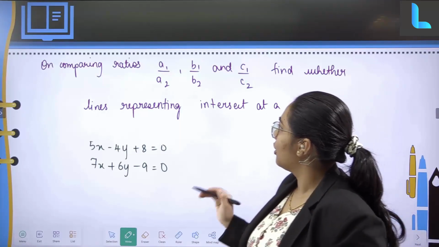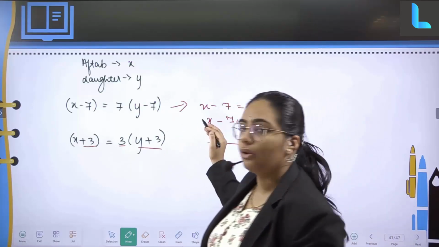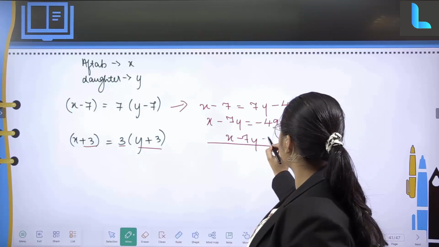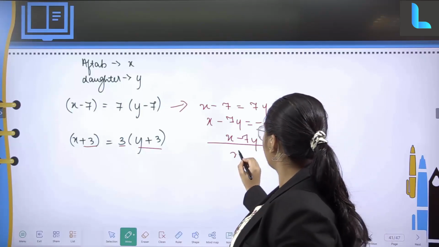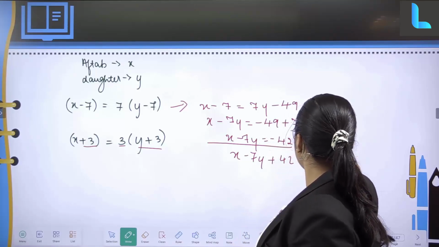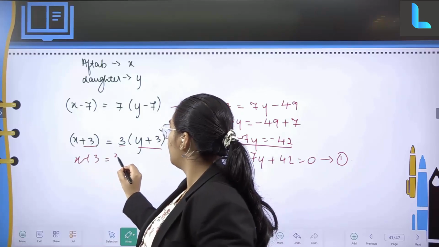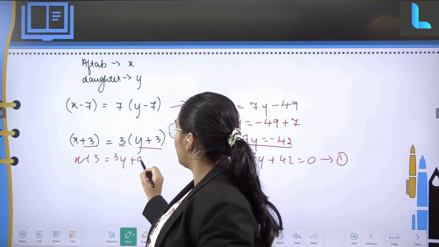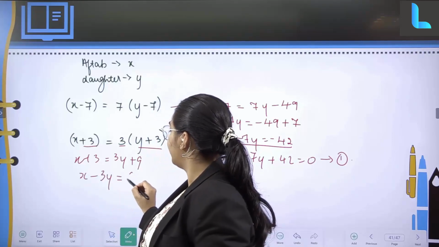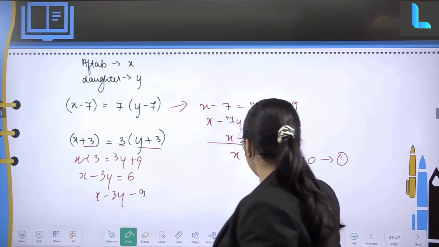Next question. On comparing ratios, over here also you have to solve in the same method. Here you will get x minus 7y is equal to minus 42. So x minus 7y plus 42 is equal to 0. This becomes my first equation. Similarly, x plus 3 is equal to 3y plus 9. So x minus 3y is equal to 6. So x minus 3y minus 6 is equal to 0.